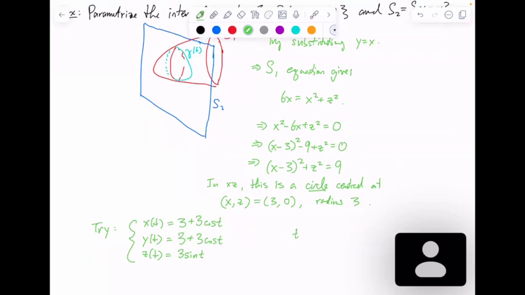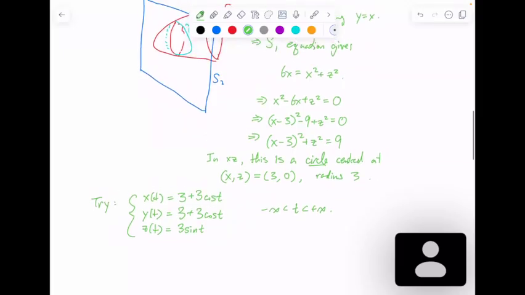You can parameterize this any way; I didn't restrict how many times you want to go around this curve. So you might as well put minus infinity to infinity. It doesn't really matter for this particular question. So that completes a second example of how you could compute the intersection between two surfaces.